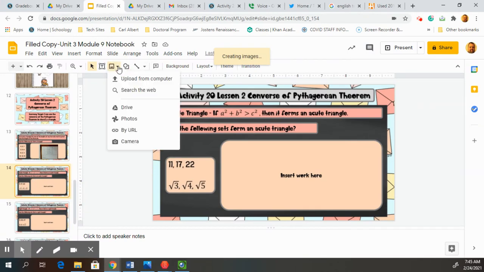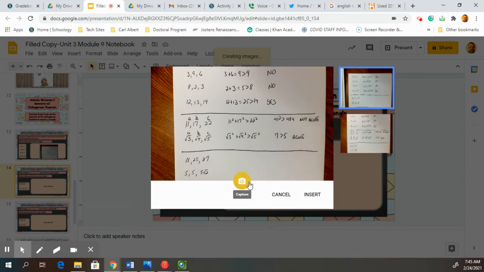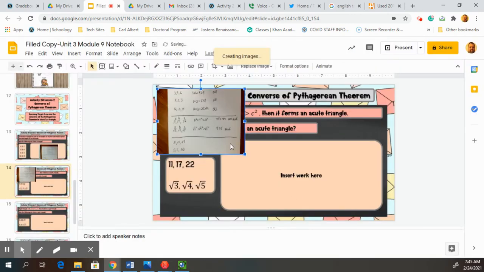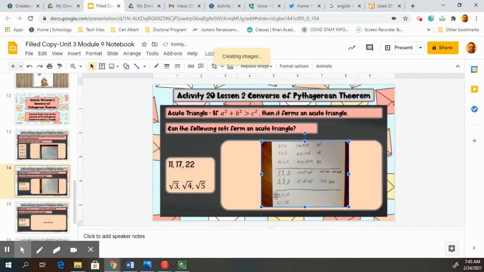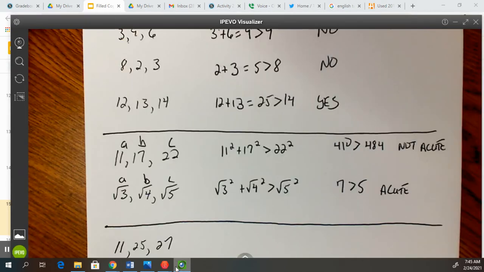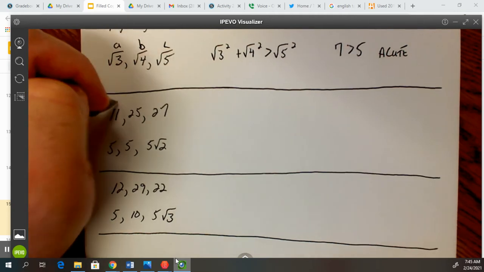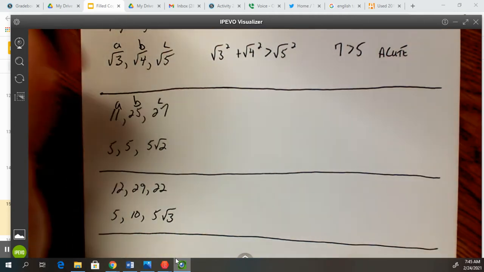So I'm going to go here, insert the image, and there you go. And then, of course, can we determine if it's a right triangle? If a squared plus b squared equals c squared, which is the Pythagorean theorem, then it forms a right triangle. So here's my a, b, and c.